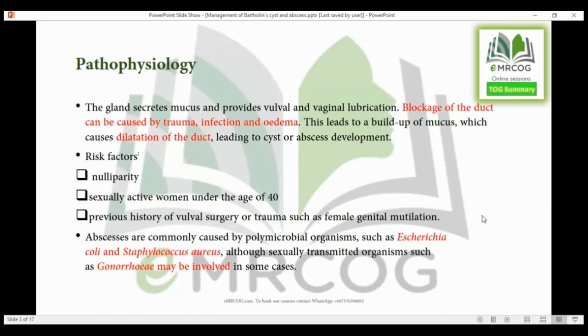The organisms responsible for this condition will be mainly E. coli and Staph aureus. Yes, sometimes gonorrhea can play a role, but it's not the commonest one. So always keep in your mind E. coli and Staph aureus. I'm talking about SBAs here, guys, even for part one. If we have any candidates from part one, this is mainly part one questions.